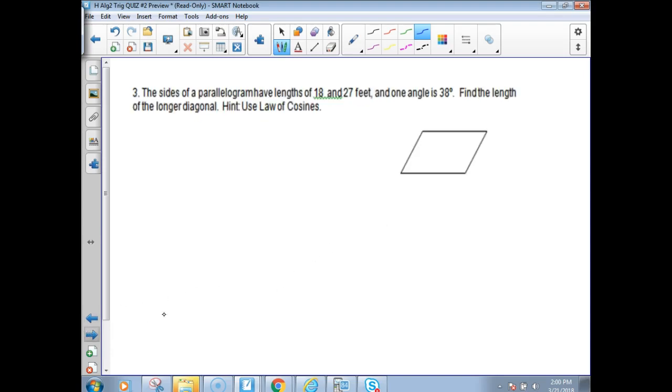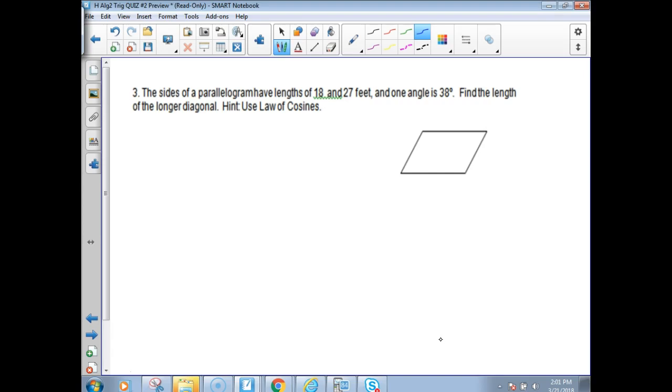Number 3. The sides of a parallelogram have lengths of 18 and 27, and one angle is 38. Find the length of the longer diagonal. Use the law of cosines. Law of cosines, not the cosines. Anyway, okay, so this one's often missed.